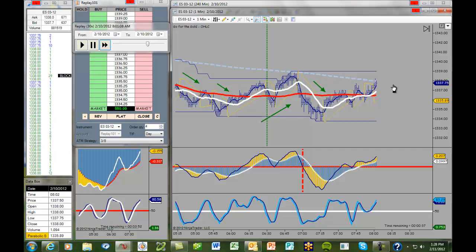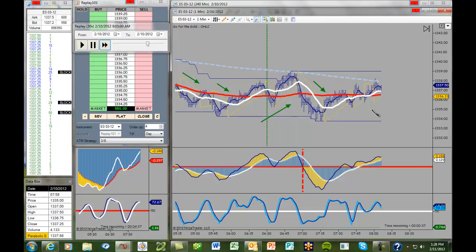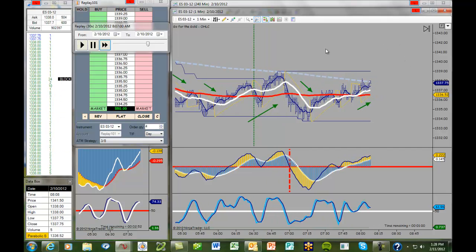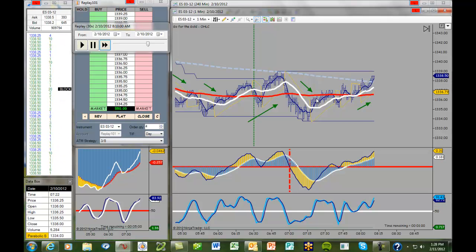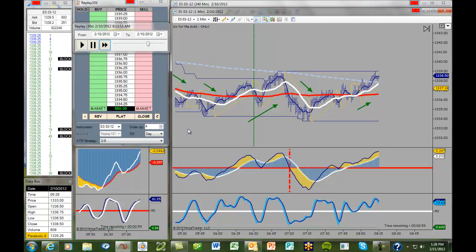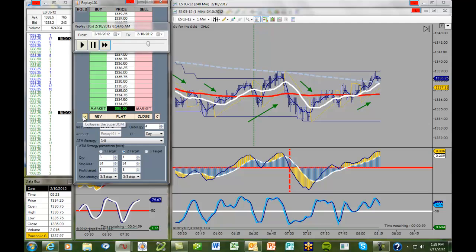Oh, now that time we hit both targets. That's why they went away. So we're up to 550 now. And there's another trade. We're using 4 contracts, 2 targets. And there you have it.